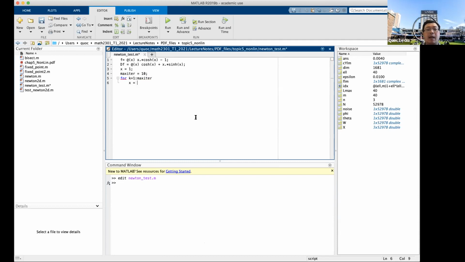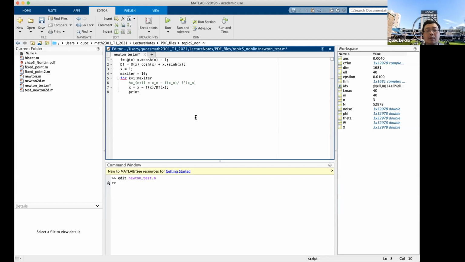The formula is x_{n+1} equals x_n minus f of x_n over f prime of x_n. But because we reuse the variable x again and again, we just write x equals x minus f of x over the derivative df of x. And we print out the value of x.